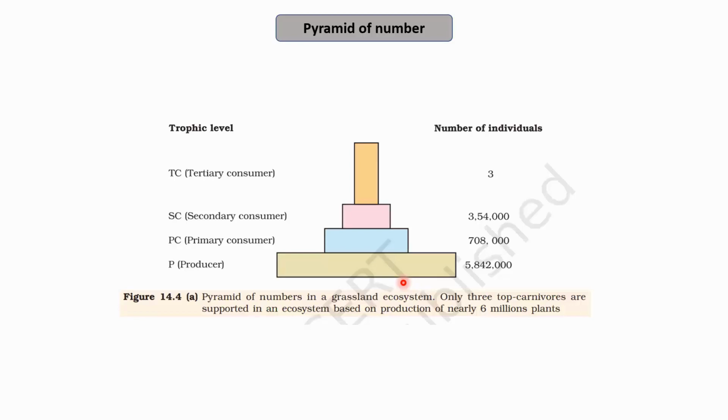This is how the ecological pyramids are built using different representations. For example, in this case, we can see that only 3 top carnivores are supported in an ecosystem based on the production of nearly 6 million plants. So the number of any organism at any trophic level is also defined by the capability of the ecosystem to support that number of organisms.